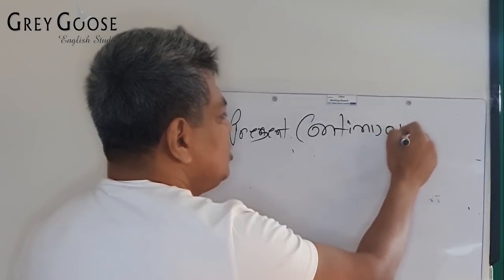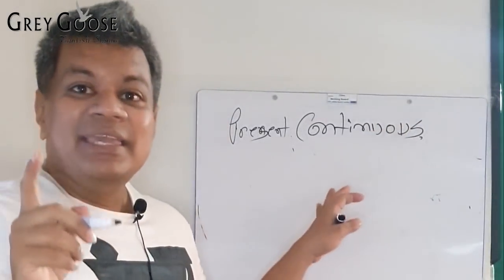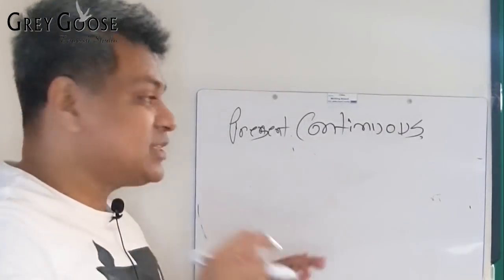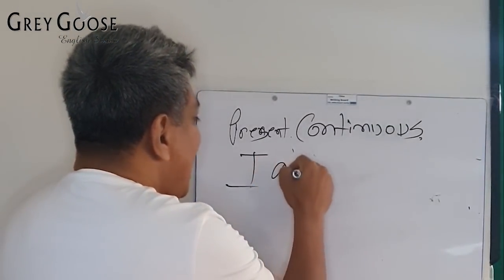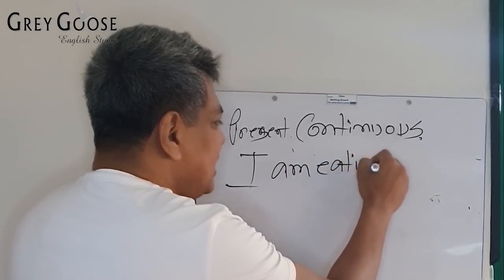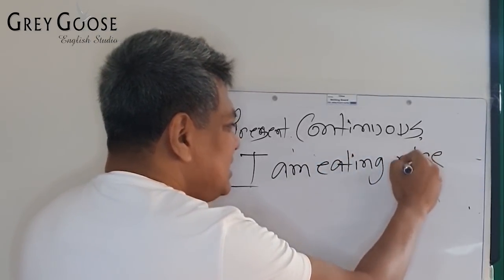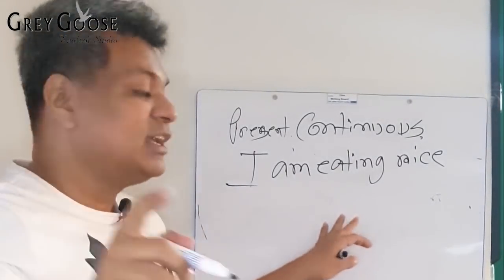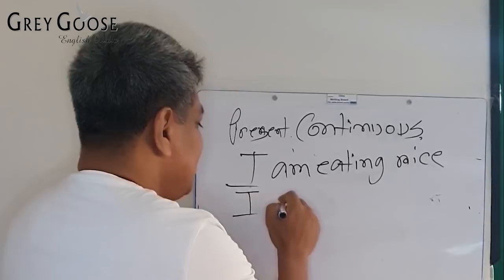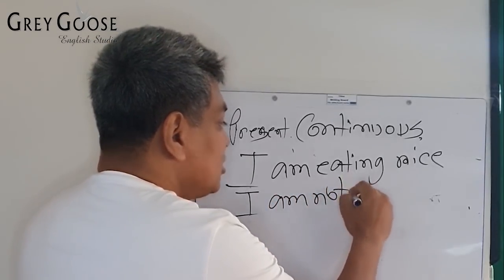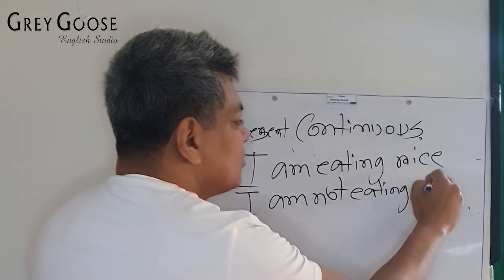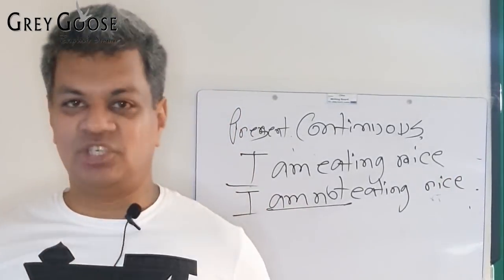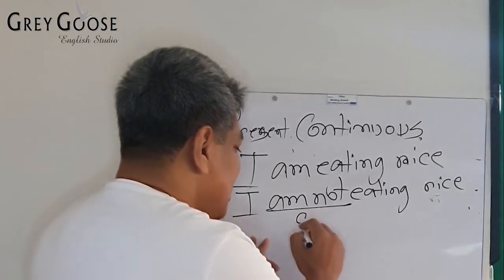Now see, continuous. I eat rice. If you convert that to present continuous, it would be, I am eating rice. Now see, I am eating rice. If you turn that into negative, it would be, I am not eating rice. Now, the short form or the contraction of am not would be ain't.